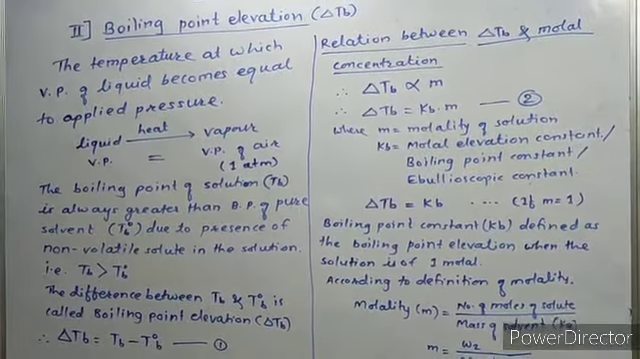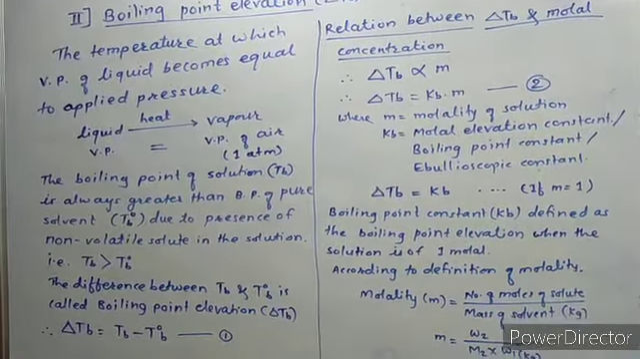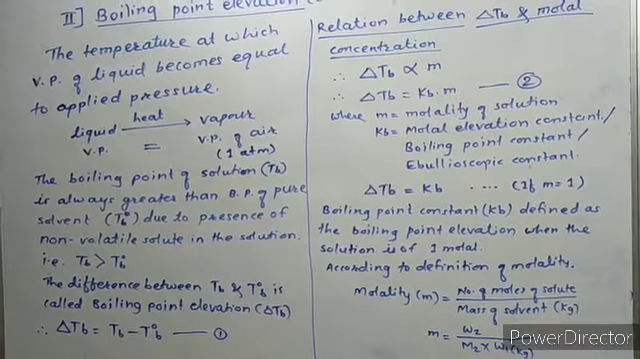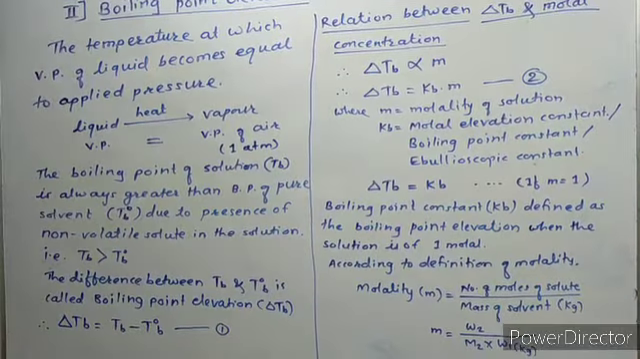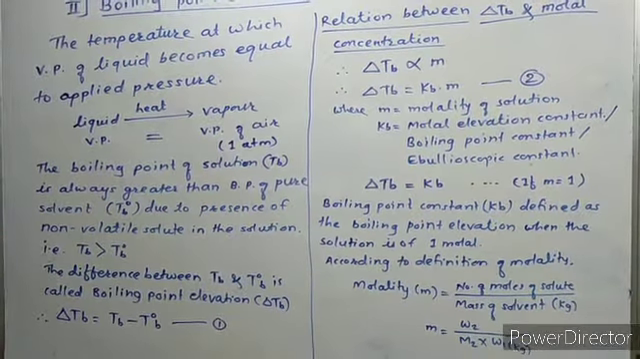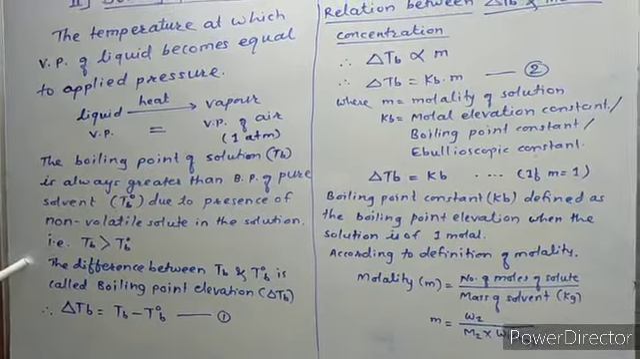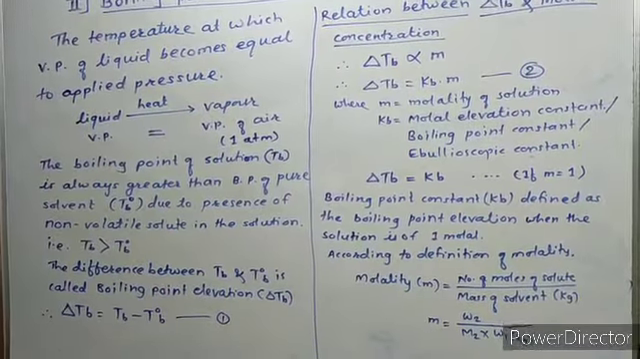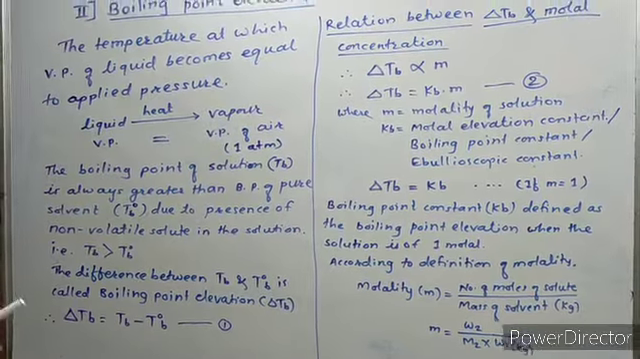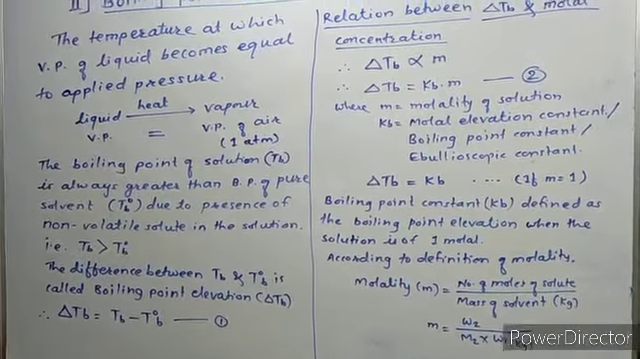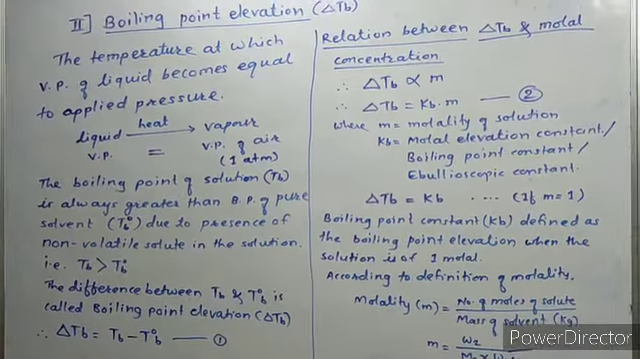or we can say atmospheric pressure. So the boiling point of the solution, consider that as TB, is always greater than the boiling point of the pure solvent, that is T0B. Why? Because of the presence of a non-volatile solute in the solution. Due to the non-volatile solute, more temperature is required. So the boiling point of the solution becomes greater than the boiling point of the pure solvent. So we have seen that TB is greater than T0B.